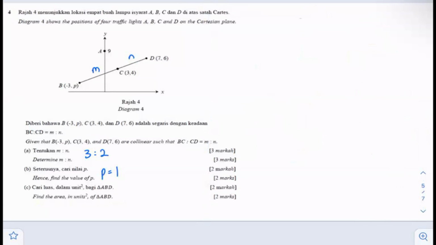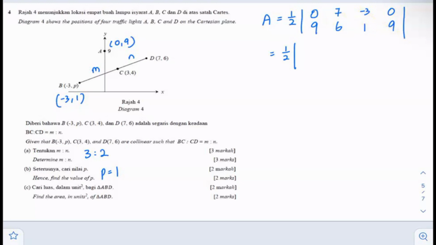Next, we have to find the area of this triangle ABD. So to find the area, we need to use the last formula from the first slide. For point number 1, let's say we start from A. So A is 0, 9: X equal to 0, Y equal to 9. And we have D is 7, 6. And we have B is -3 and 1, as we already know P equal to 1. So we put in 0, 9, and then 7, 6. Next will be -3, 1. And remember, repeat the first one again before you close the modulus.